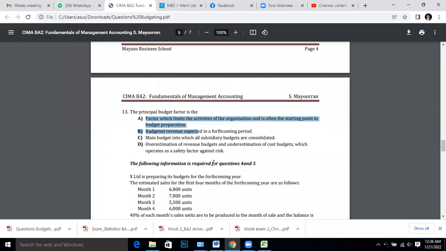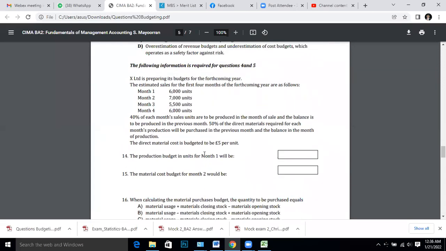14. X Limited is preparing its budget for the forthcoming year. The estimated sales for the first 4 months of the forthcoming year are as follows. 40% of each month's sales units are to be produced in the month of sale, and the balance is to be produced in the previous month. If I'm going to sell 100 units this month, last month itself I would have produced 60 and kept it to be on the safe side. Only 40 I'm going to manufacture for this month's sales. Basically, for every month's sales, 60% should remain as closing stock from the previous month.